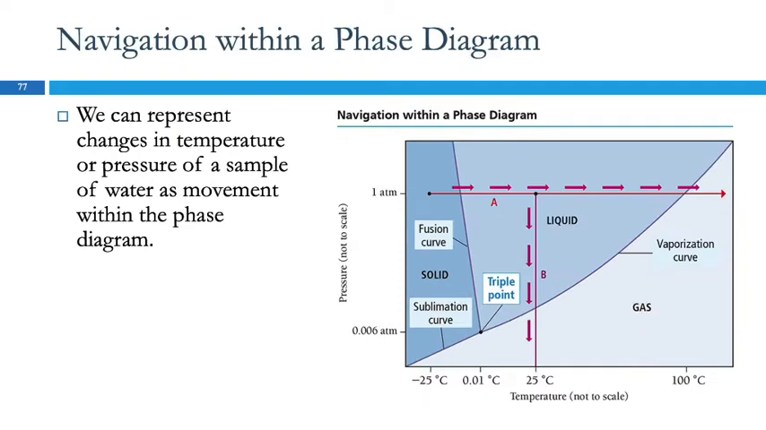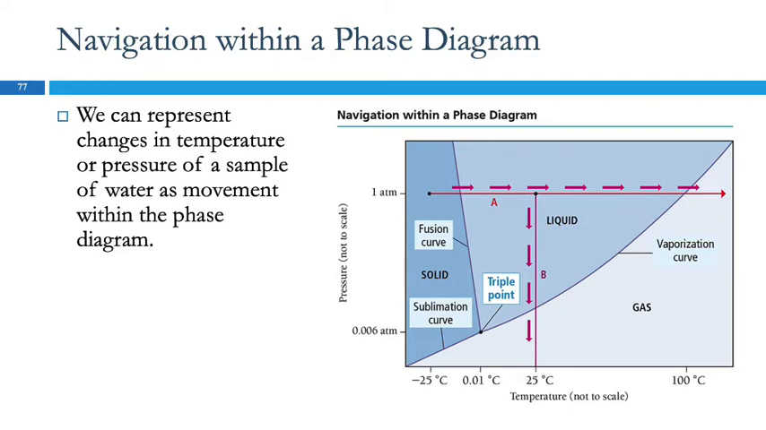So we should be able to answer some basic questions by looking at a phase diagram. So we can look at changes in temperature by moving horizontally across the diagram. So here, going from negative 25 degrees up to 125 degrees, we see that here it's a solid. At this point, it's going to melt, and then it's going to become a liquid, and here it's going to boil and then become a gas.